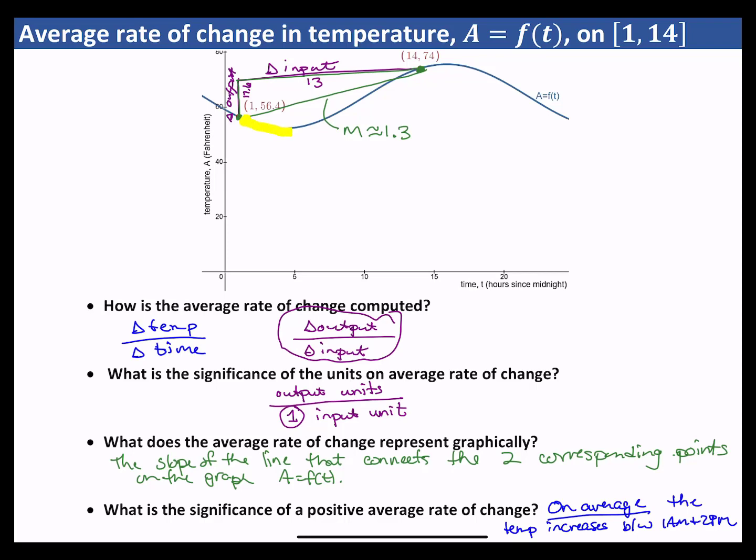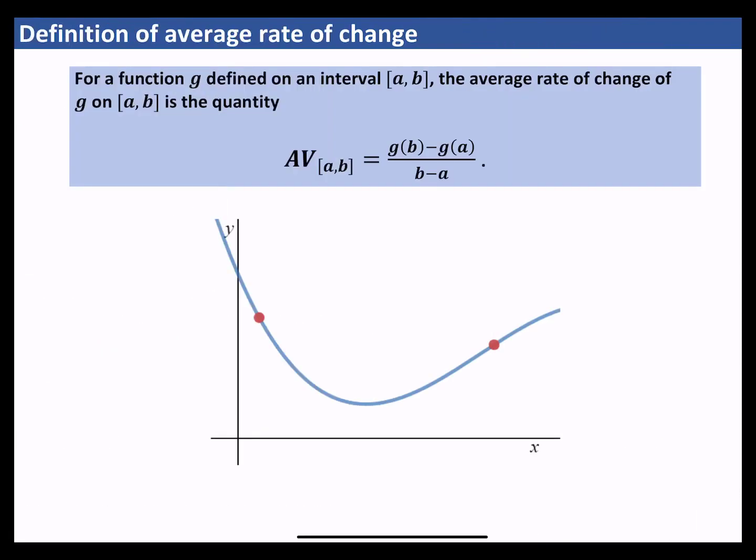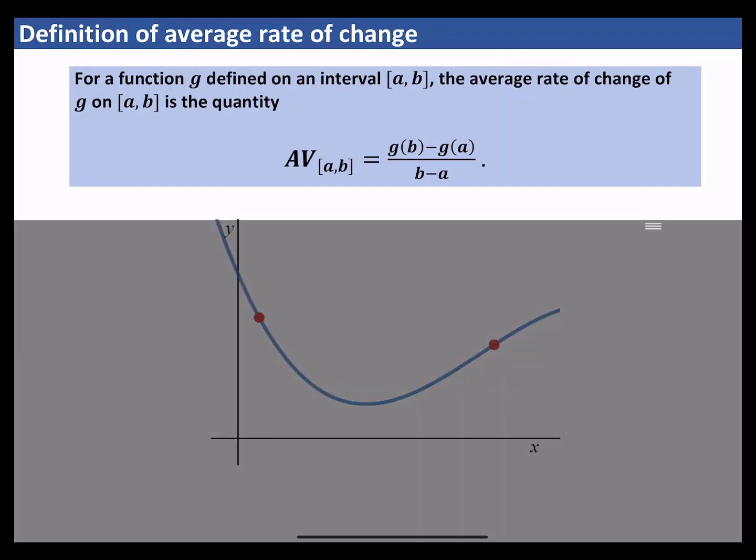All right, let's summarize what we've seen in this context and try to describe how to find the average rate of change in general. So for our function g, defined on the interval a to b, note a and b are input values. Both of them are input values. Then the average rate of change of g on the interval from a to b will be denoted by this notation, A of v sub the interval a comma b, and it's calculated by g of b minus g of a, which is the change in output, divided by b minus a, which is the change in input.